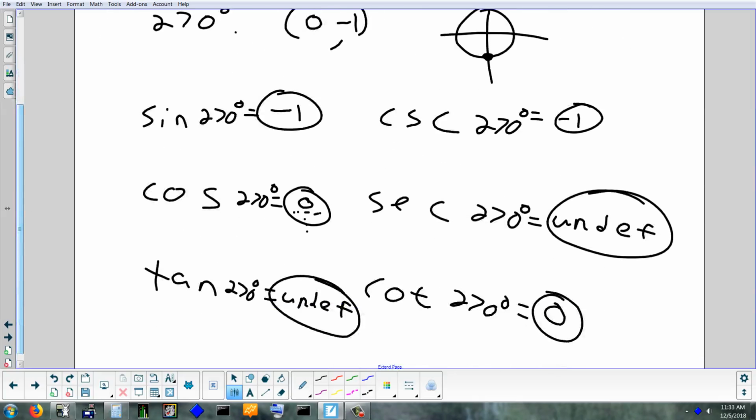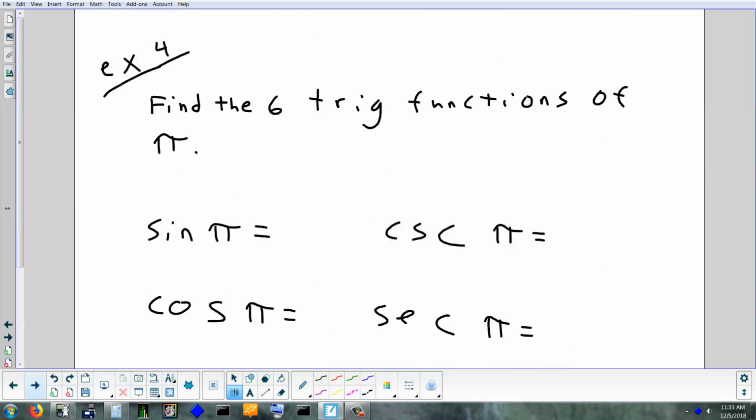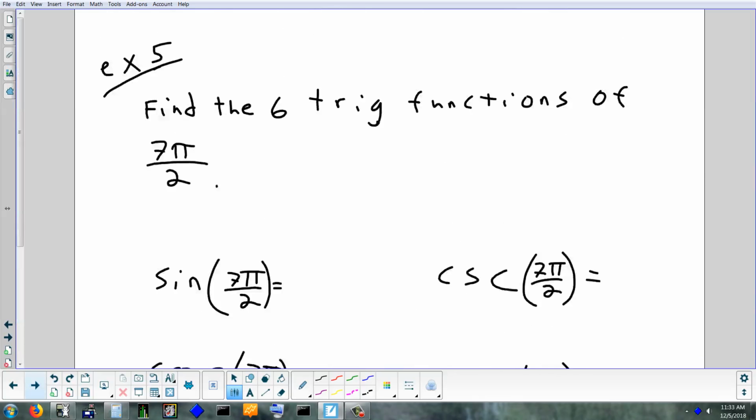Any questions on those? Okay. That's kind of the same thing. Let's look at this one. The 6 trig functions of 7 pi over 2. Okay, what's a little different about this, the way they gave you this angle? It's in radians. So what might we want to do with it? You don't have to, but I think it's easier to think about if you know degrees. That's a basic one. It's a basic one times 7.